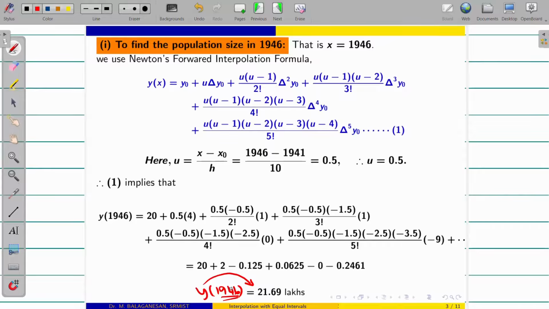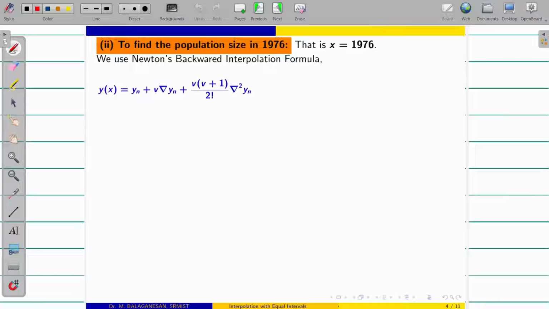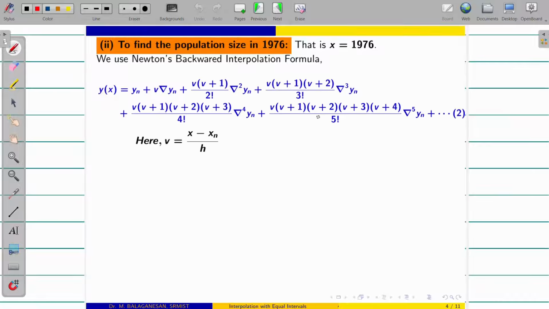Similarly, we have to find the population size in 1976. As I told you already, for the differences: first you have to change the first value to the last value. Instead of y naught, it is yn. Then the operator del. Then instead of u, we are using v. Then everything will be plus here. These are all the differences. Then what is the formula to find v? It is x minus xn by h, because it is backward. Backward means last value, forward means first value. That is a simple clue to avoid mistakes.